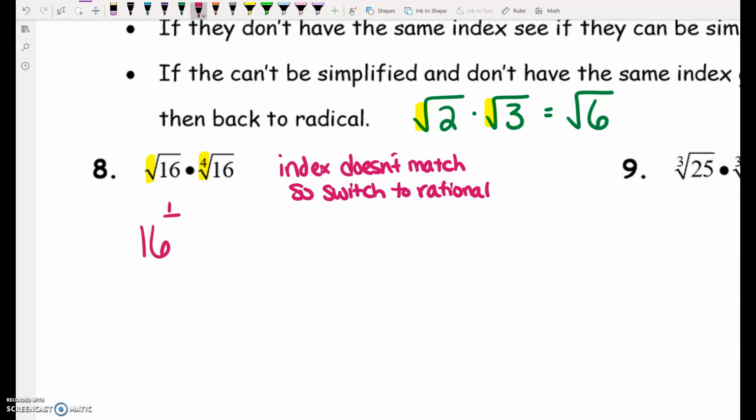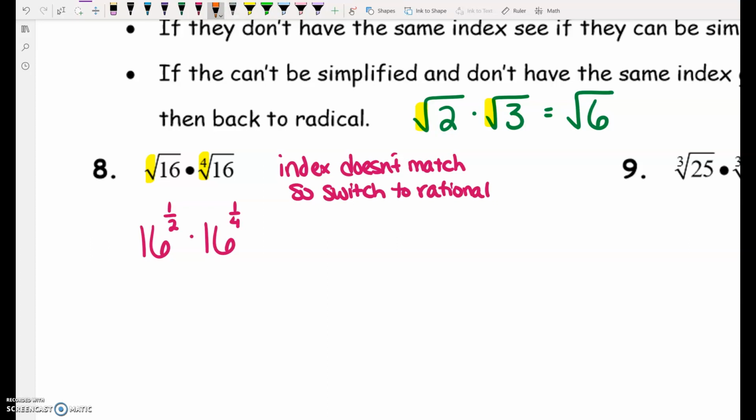The square root of 16 is 16 to the 1/2. The fourth root of 16 is 16 to the 1/4. When we switch it to rational exponents, now we can use those properties that we worked on yesterday. We're multiplying, so what do we do with those exponents?